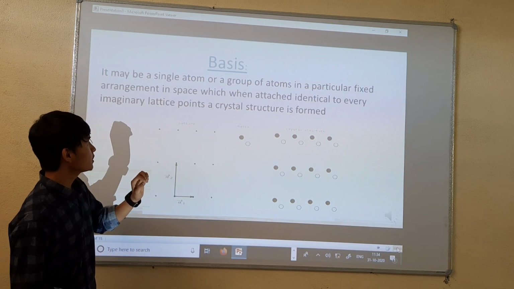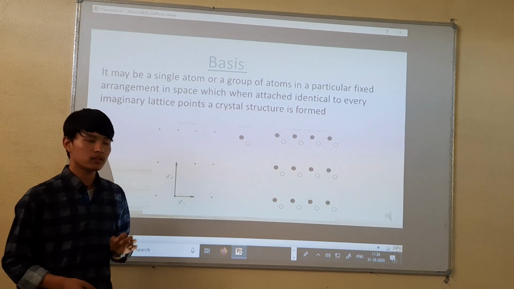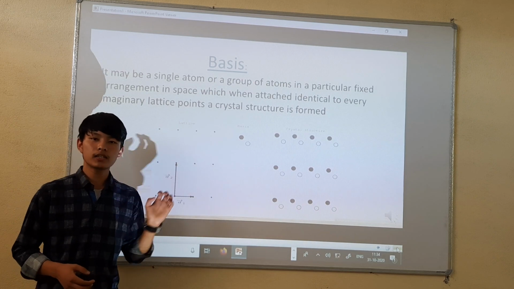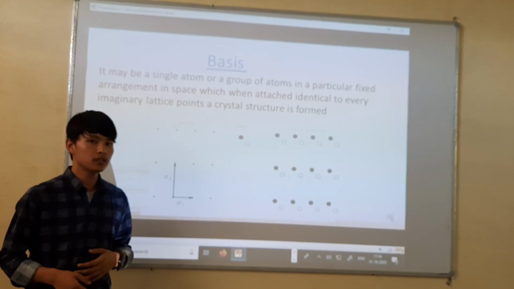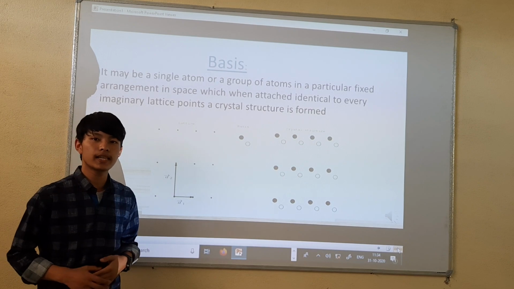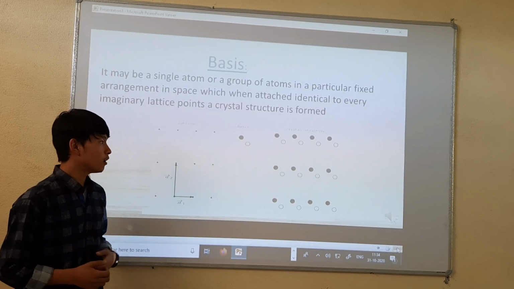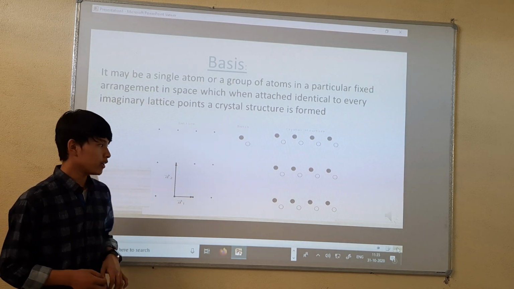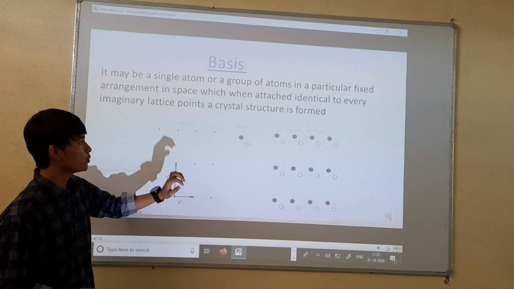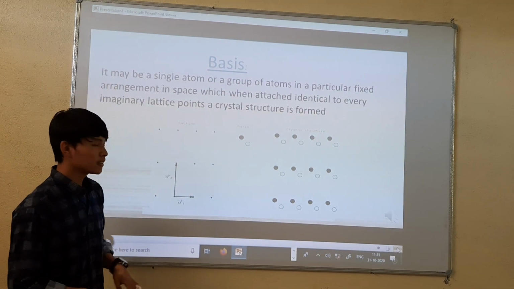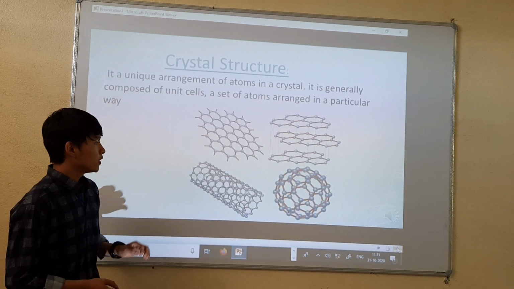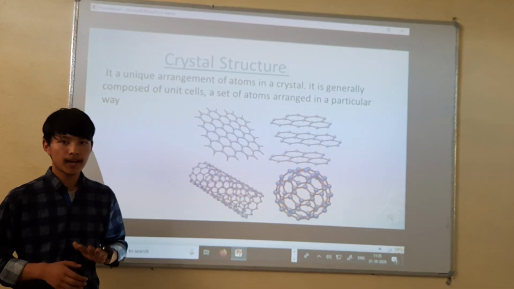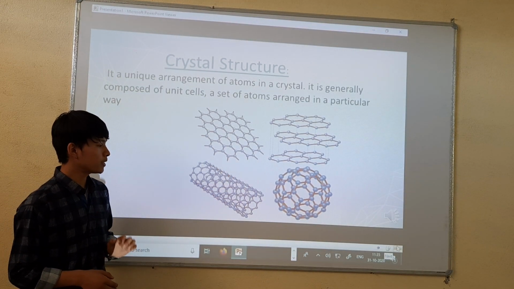When we add the bases to the lattice points, we get a crystalline structure. So this basis may be a single atom, as in the diamond crystal structure, which consists of carbon only, and in the case of our NaCl or KCl, the basis is a molecule. And when we add lattice and basis, we get a crystal structure. The crystal structure is generally an ordered arrangement of atoms, ions or molecules in a crystalline material.